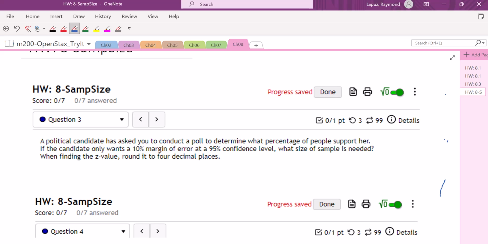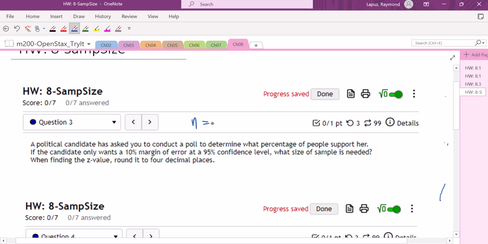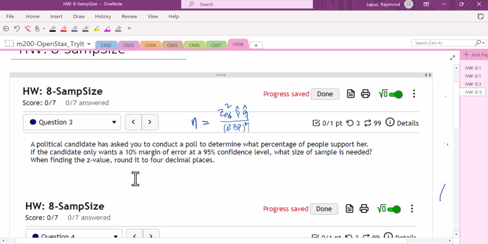The formula that we will need for this particular problem is our n formula. n is equal to z sub alpha over 2 squared times p hat times q hat, all divided by the error bound for the proportion, also squared. This was derived from the EBP formula, where instead of EBP being equal to something, we solve for n, and eventually get this formula.